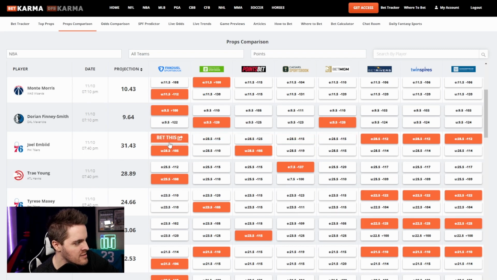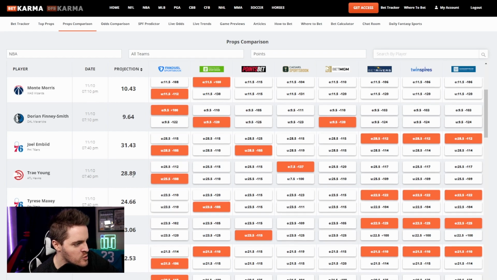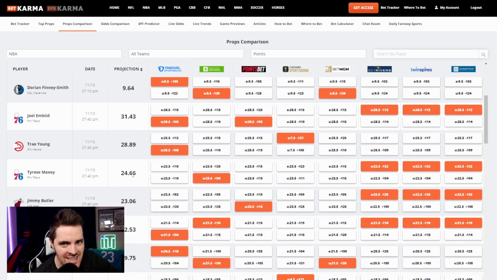So if you bet on any of these other books and he gets over 28.5, you actually cost yourself money. You left money on the table by not betting on these books and getting a better payout. So if there is a tie between lines, it will highlight the best payout, so you make sure that if it wins, you get the most money possible.